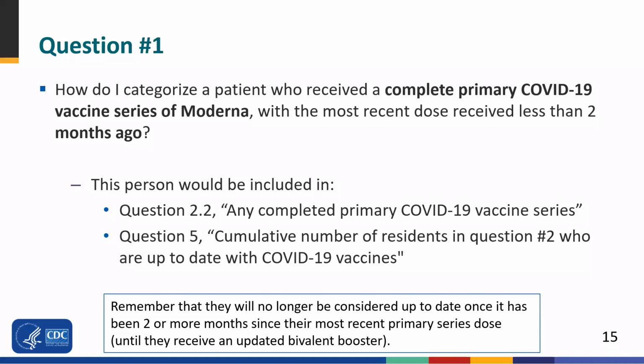Remember that this patient will no longer be considered up to date once it has been 2 or more months since their most recent primary series dose. They will not be up to date until they receive an updated bivalent booster.